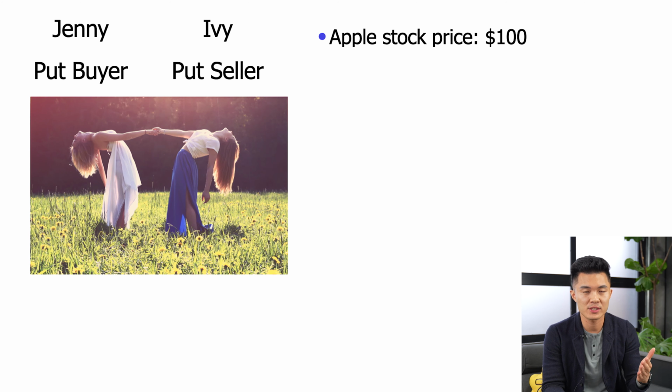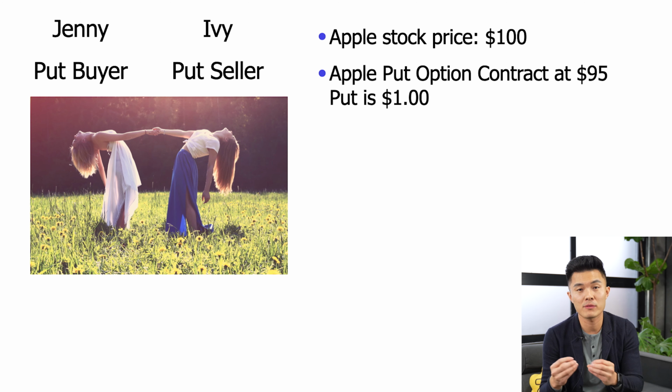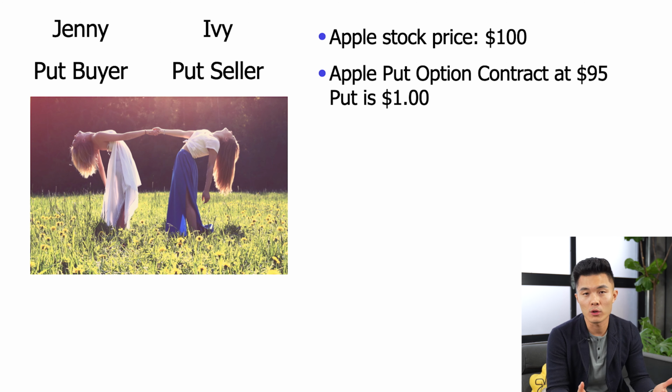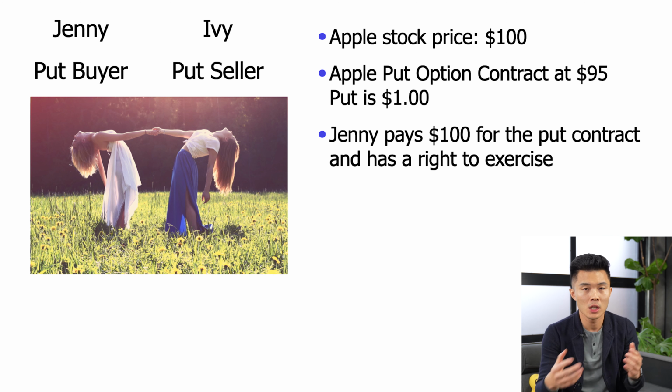I know that might still be a mouthful and confusing, so I'm going to jump right into an example with real numbers. Let's say Apple stock is still valued at $100, and Ivy sold a put option contract on Apple at $95, and she got paid a premium of $1. Because we know that one option contract controls 100 shares, Ivy got paid $1 times 100, which is $100 in return. And who's paying for that? Of course, Jenny, because Jenny is the put option buyer.